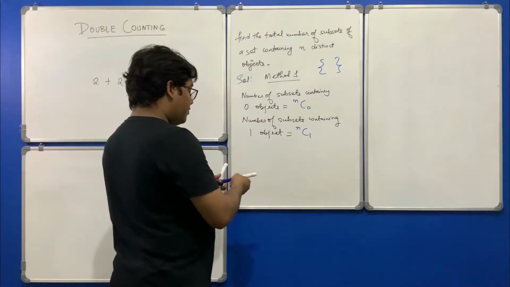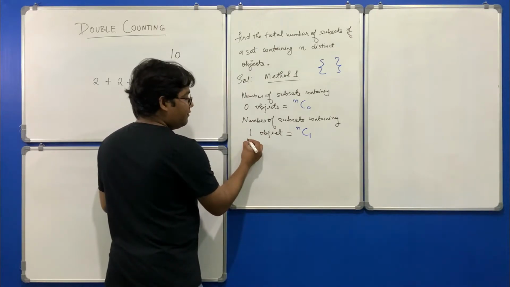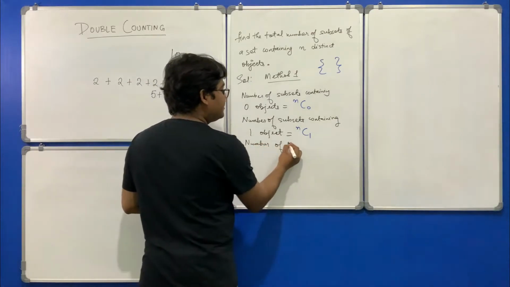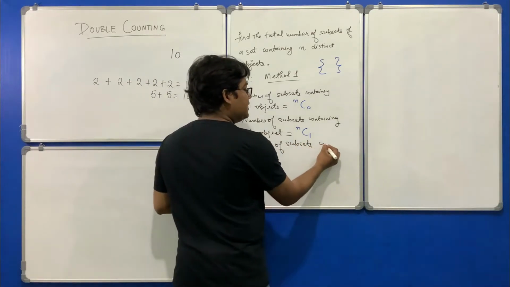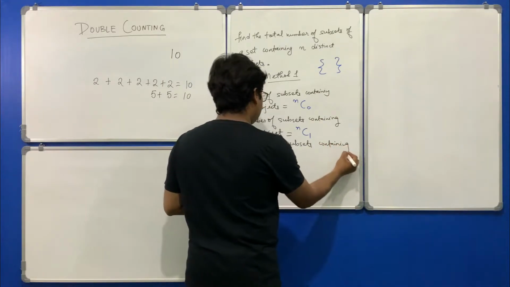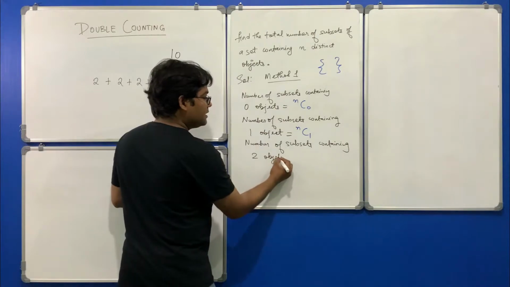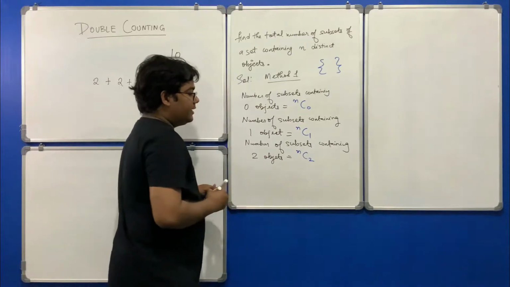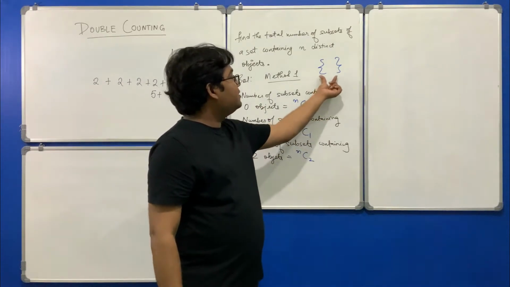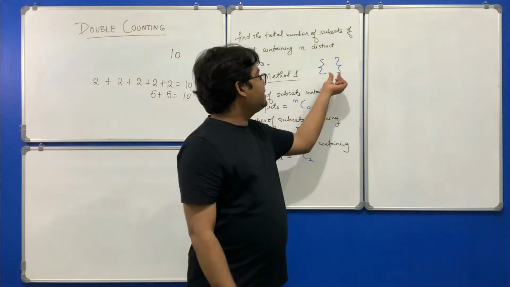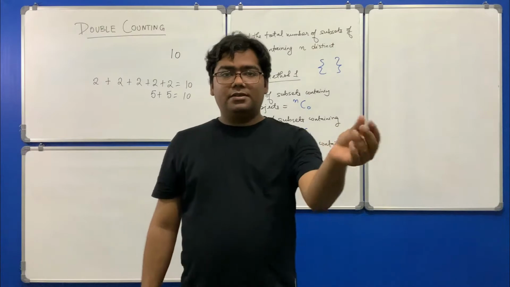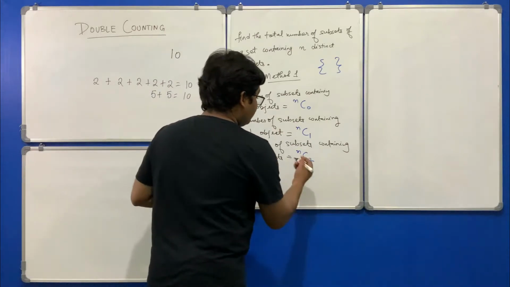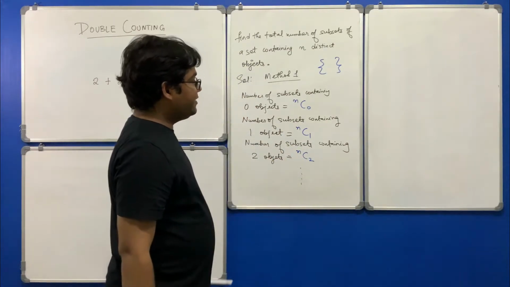Now, as you have got my point, in this way, if you keep on going, for two objects, the number of subsets containing two objects would be equal to NC2, right? And I need not explain, because now this curly bracket contains two objects. In how many ways can you put two objects from these n objects? You select two objects in NC2 ways, right? So if we keep on doing this for three objects, we get NC3.